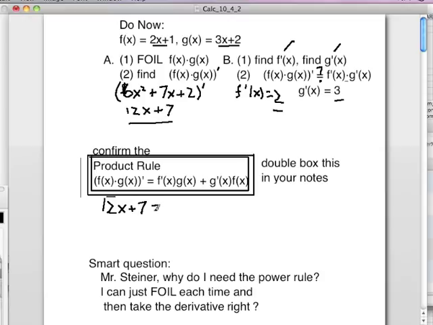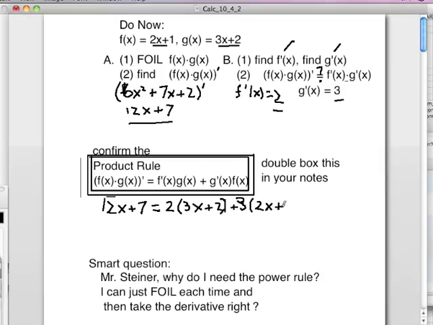And does that equal, first the derivative of f with respect to x, we said that was 2. What is g of x? g of x is just 3x plus 2. And now the next step is to find g prime of x, and that is 3. So we add 3 times f of x. Oops, that's supposed to be a 3. f of x is 2x plus 1.